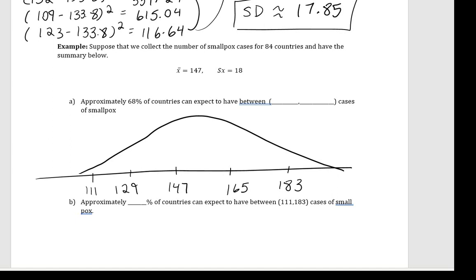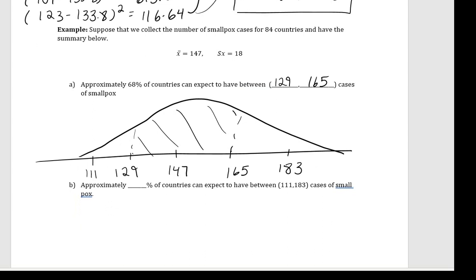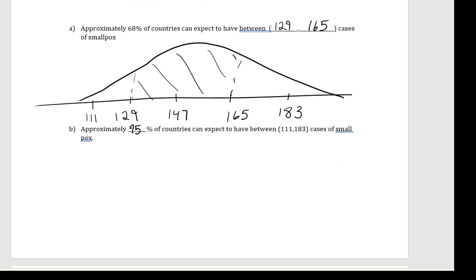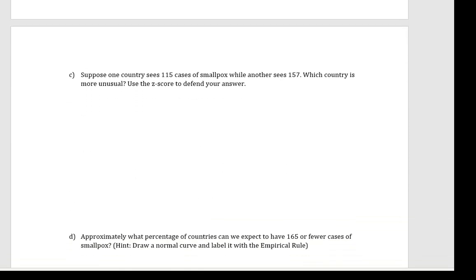So when it says approximately 68% of countries can expect to have between, well, that's going to be one deviation. So that's going to be between 129 and 165. For the next one, it says approximately what percentage of countries can expect to have between 111 and 183. Well, good thing that we drew this normal distribution out earlier because we can see that that's 2 deviations away, so that's going to be 95%.